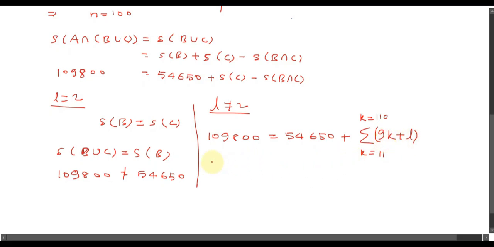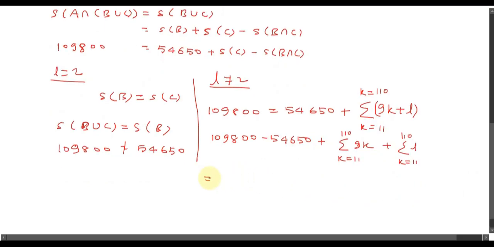Now let's simplify this. We have 109800 minus 54650 is equal to, now let's apply the property of summation, summation of 9k, k varying from 11 to 110, plus summation of L. Okay, so the left side is equal to 55150.